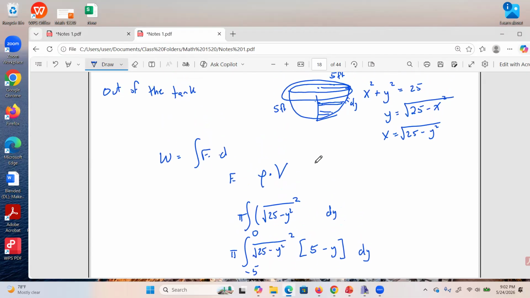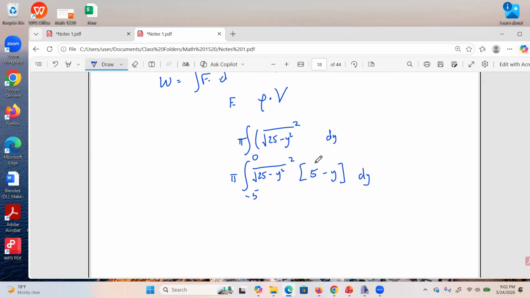Let's square this. We need rho times my volume. I put the rho on the outside of the integral because it's constant. It's 62.4, and this will be given to you. It's in pounds per cubic foot. Then pi, and we have our -5 to 0. Here we have 25 minus y squared, I squared it, times 5 minus y dy.